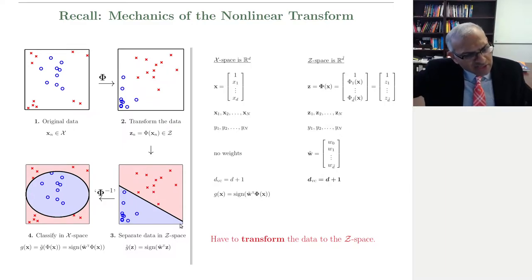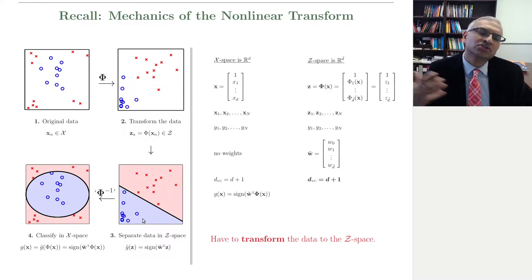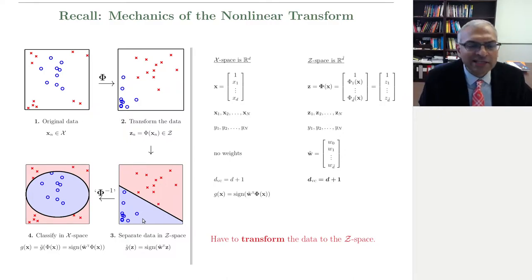even though the boundary is linear in the nonlinear feature space. Now, this entire mechanics relies on taking the original data and transforming it into the Z space, the feature space, and then performing your linear model there. That is a physical constraint that would prevent us from going to huge dimensional spaces or infinite dimensional spaces, just from the computational feasibility of this process.